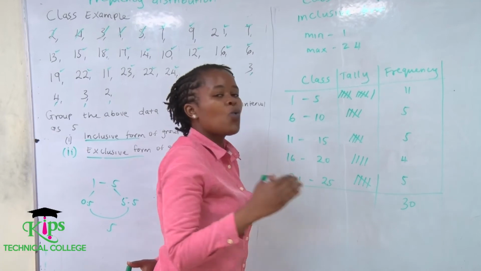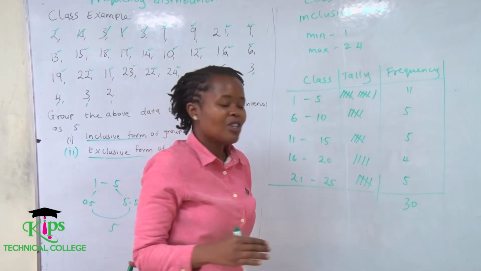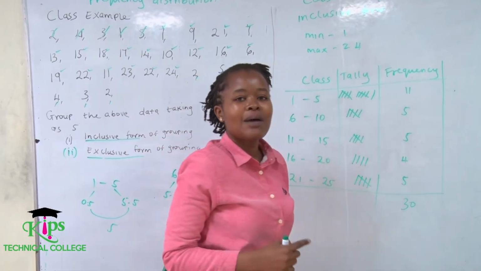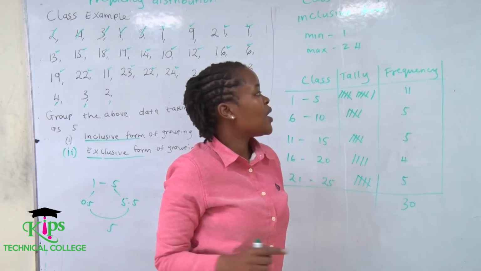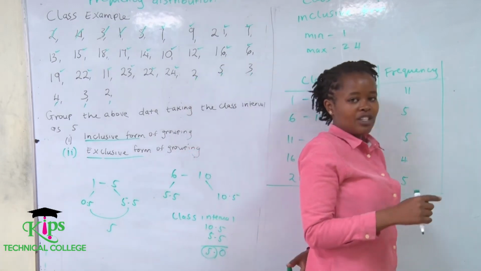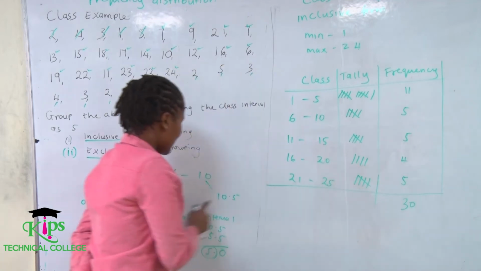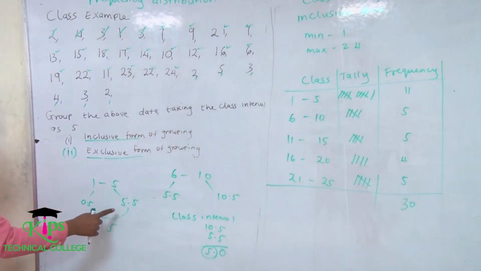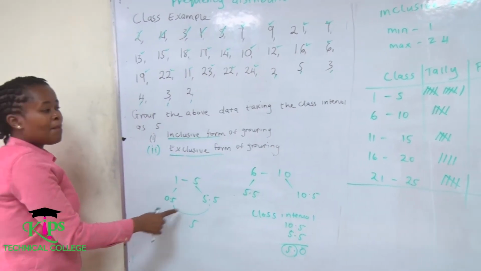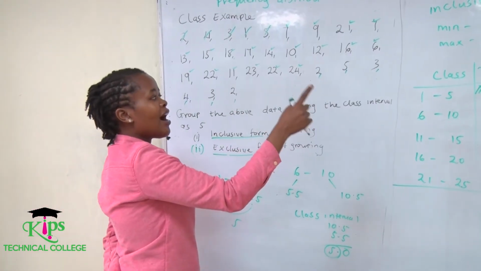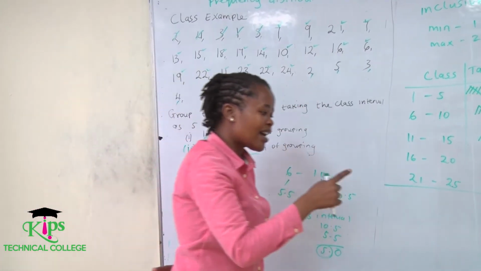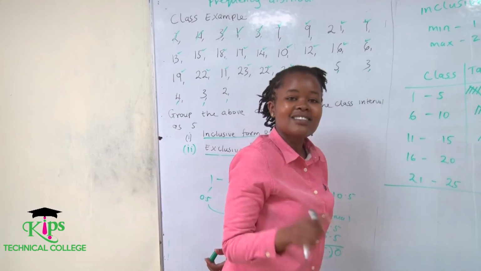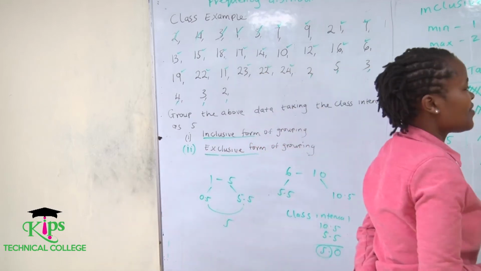In this case, when you're finding the class interval in exclusive form, you use something we refer to as class boundaries. The class boundaries, you don't use the limits. In the previous case, to find the class interval, I was using the limits. But for exclusive form, I'm supposed to use class boundaries to find the class interval. Those terms you must differentiate.